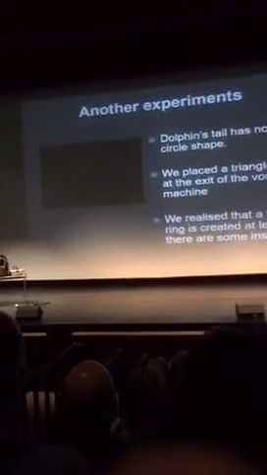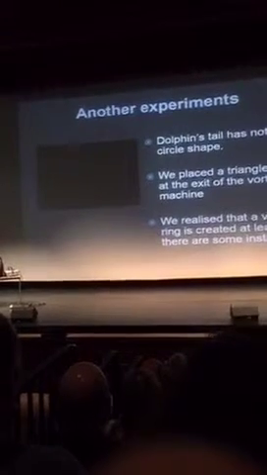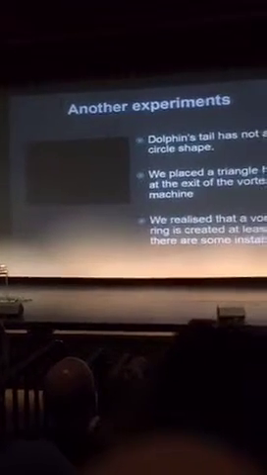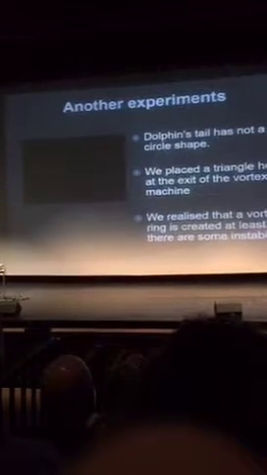A dolphin's tail does not have a circle shape. Yes, a dolphin's tail does not have a circle shape. We made a plastic frame in the shape of the tip of the vortex machine in this video. So you can see a triangle. You can see some instabilities at first, but in a few seconds it becomes a circle.